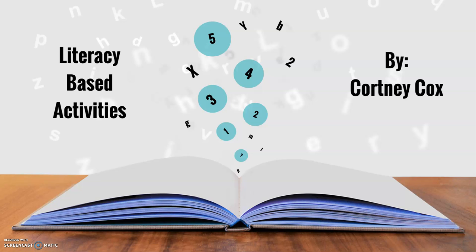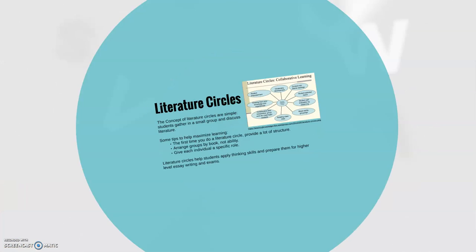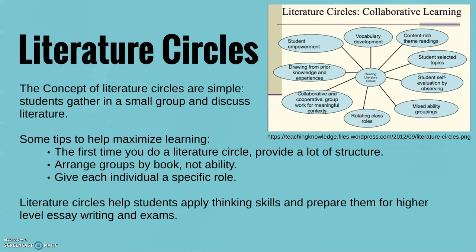The first activity that we are going to learn about is something that's very simple. It's called literature circles. The concept of literature circles is simple. Students gather in a small group and discuss literature. The first time you do a literature circle, you will need to provide a lot of structure. Make them write a journal entry first, or complete an individual assignment that will prepare them for a discussion.